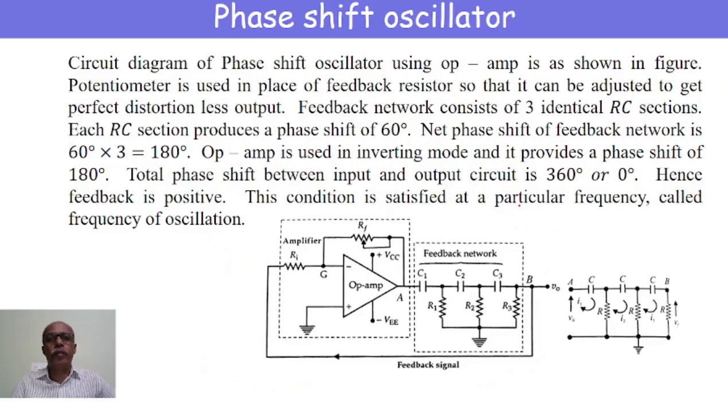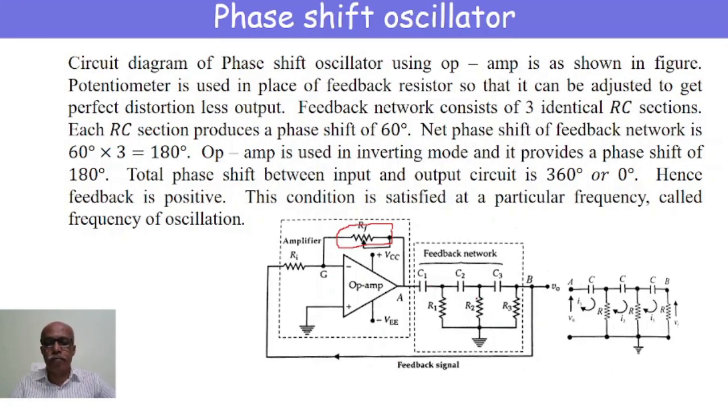Good morning. Now we are discussing the phase shift oscillator. The circuit diagram of the phase shift oscillator using an op-amp is shown here. Instead of a feedback resistor alone, we now make use of a potentiometer such that it can be adjusted to get a perfect distortionless output.